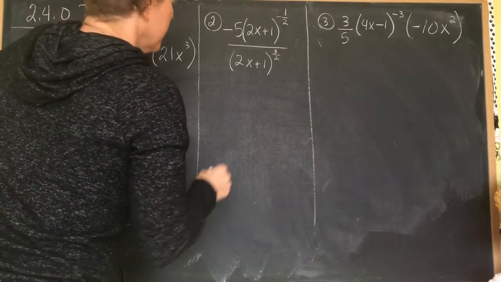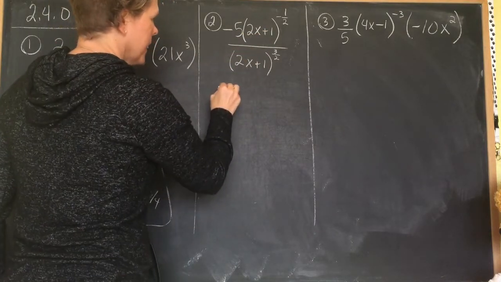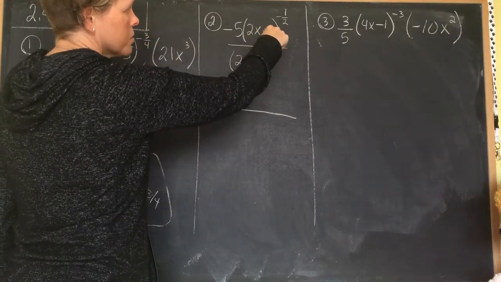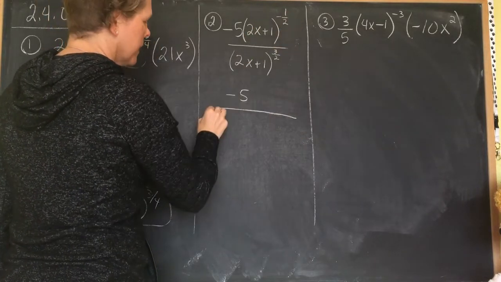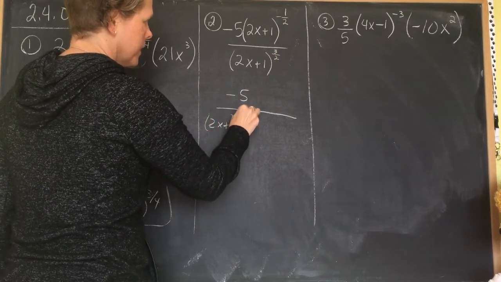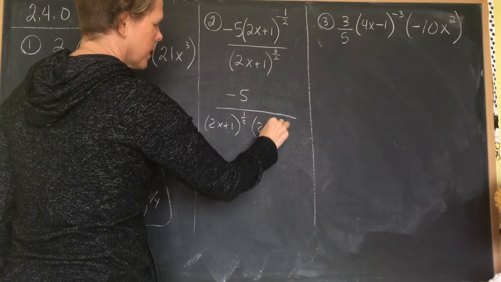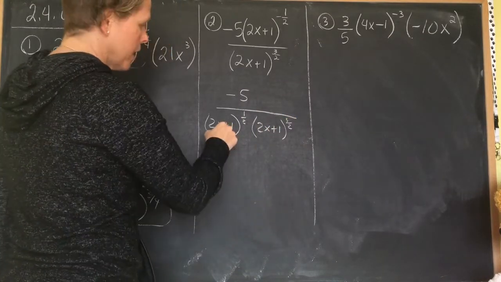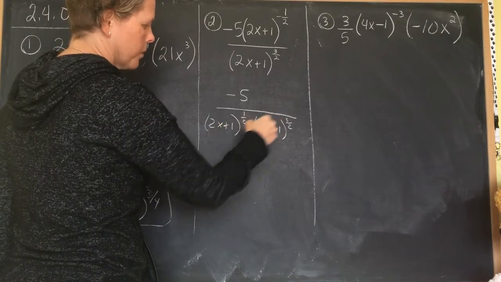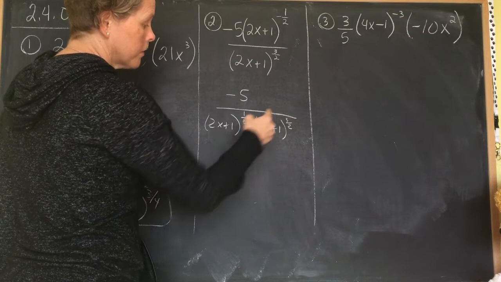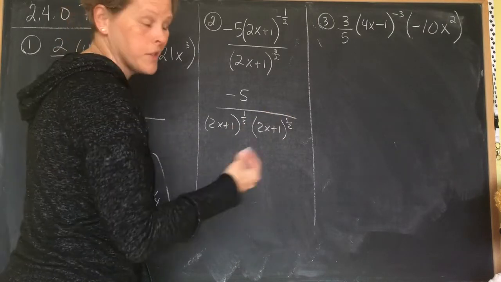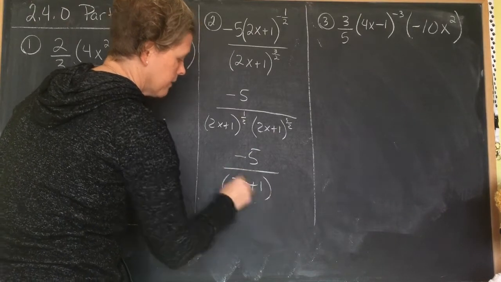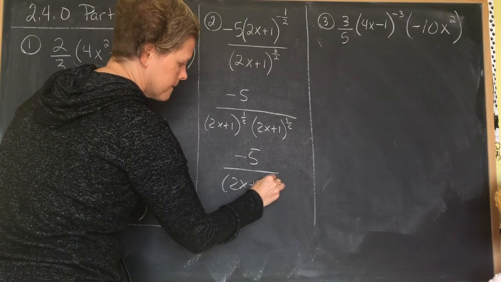All right, this one, same thing. I'm going to rewrite it, but I'm going to be deliberate about what's in the top and what's in the bottom. Well, this 2x plus 1 to the negative 1/2, when it moves to the bottom, it becomes positive. And I already had a 2x plus 1 to the 3/2. Well, now you just have to know your algebra rules. If you have like bases, you add the exponents. So 1/2 and 3/2 is 4/2, and 4/2 is just 2. So my final answer is negative 5 over 2x plus 1 to the second.